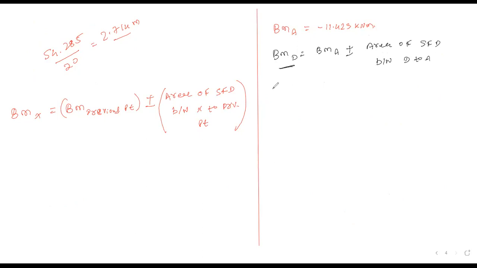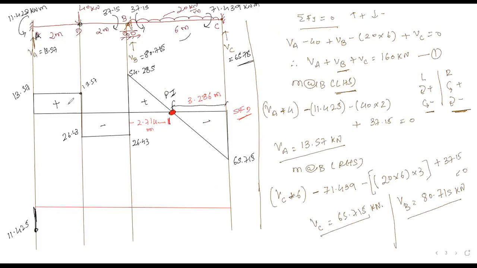Yes or no? So, bending moment at D. Now we have already calculated the moment, we have already calculated it. Which sign do you apply? -11.425. Now what is the nature of the shear force diagram between A to D, plus or minus? Tell me. Is the shear force area plus or minus?